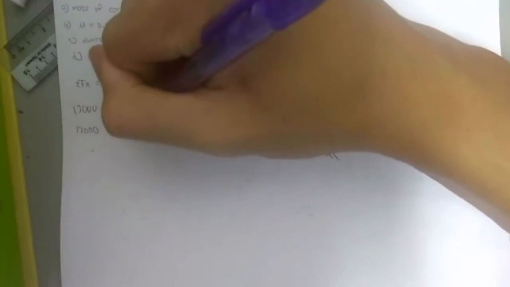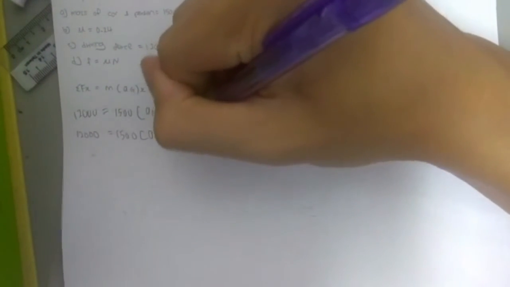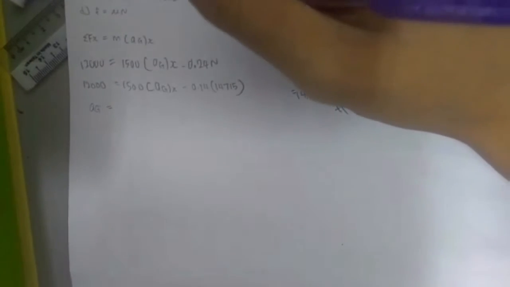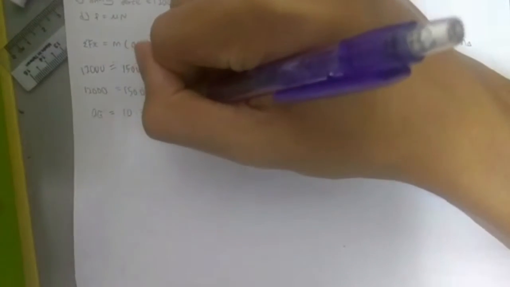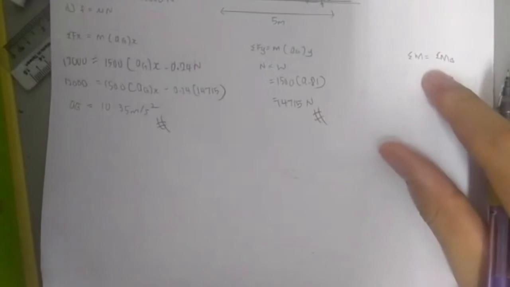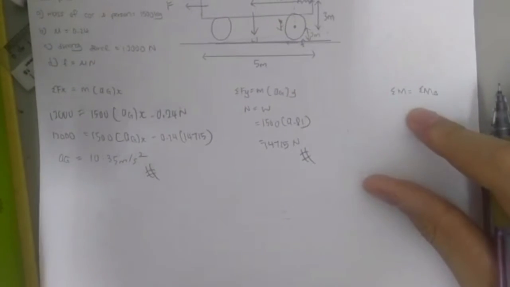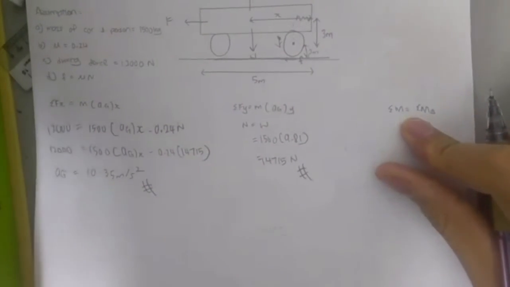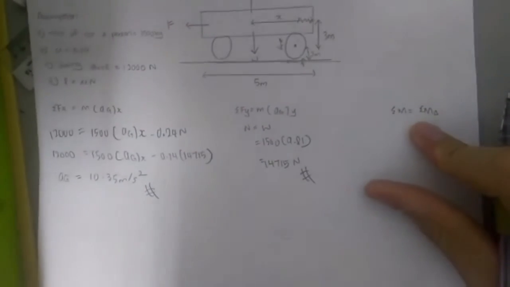Okay, and then we can substitute this normal force into this equation. So let's substitute this: 14715. Okay, so the answer that we get is 10.35 meter per second square. Okay, now we come to this first.